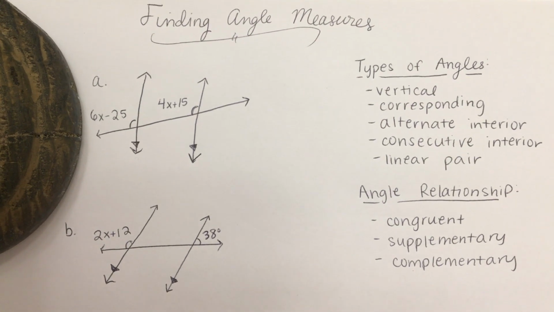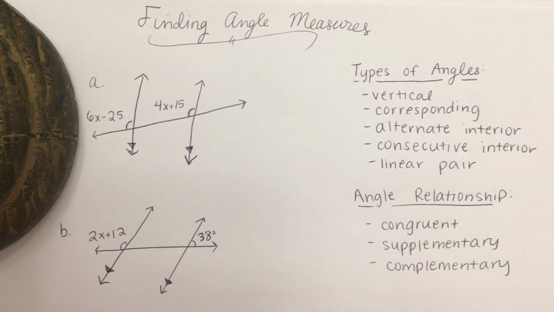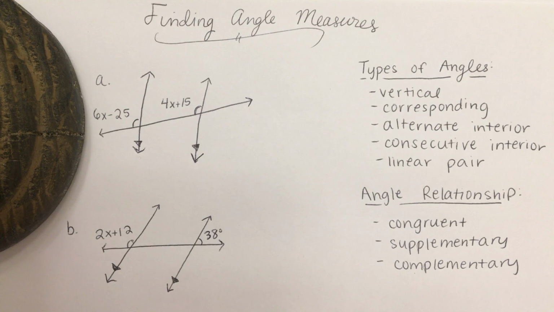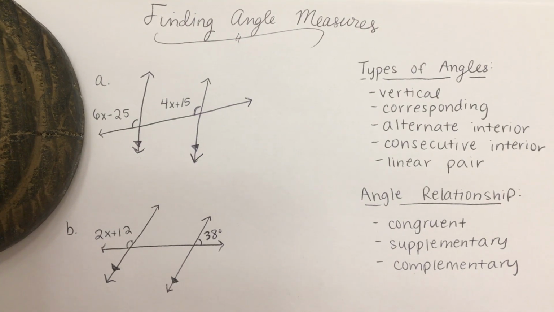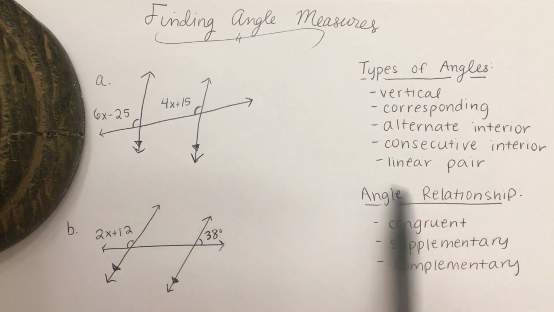For this second video for Chapter 2 Quiz B, we're going to be looking at actually finding the measures. So anytime we have an x in a problem, we know we want to create an equation. We want to start there so that way we can solve for x. So the first thing I need to do is identify the type of angle, and it's going to be one of these five right here.